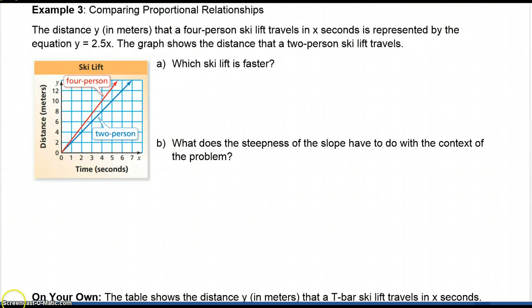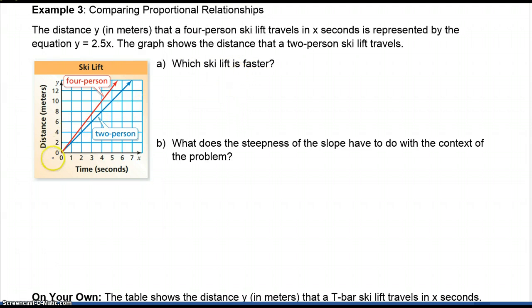Go ahead and flip. And again, I'm sorry if your spacing is a little off. I think part of this was on your previous page. So we're comparing things, real life, got some ski lift going on here. Maybe Slope Dude's been out skiing, wants to get up the mountain quickly. The distance y in meters that a 4-person ski lift travels in x seconds is represented by the equation. The graph shows the distance that a 2-person ski lift travels. Actually, the graph also shows the distance that a 4-person ski lift travels. So, which ski lift is faster?